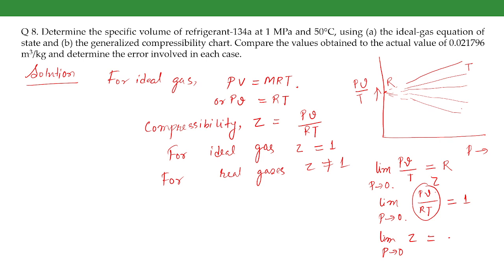From this we can say that real gases under very low pressures will tend to behave as an ideal gas, and in that circumstance will follow the ideal gas equation. In all other cases, Z is not equal to 1, that is, this ratio PV is not equal to RT.